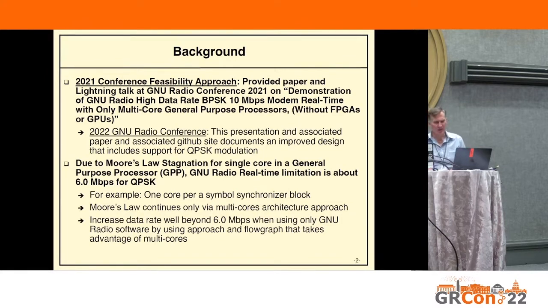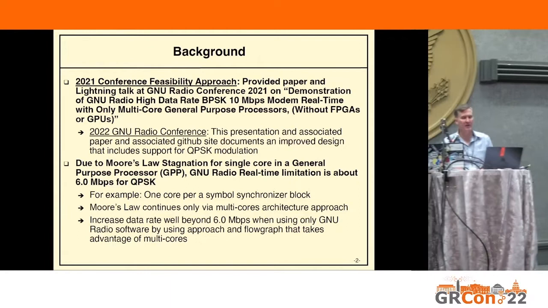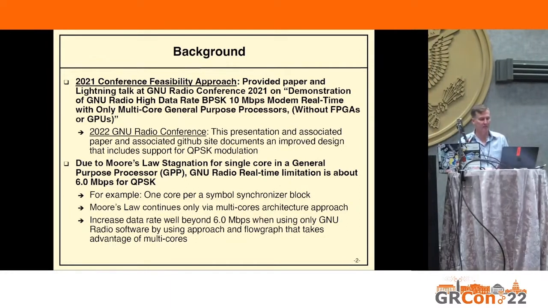So basically, because of the stagnation of Moore's law in a single core, the chip industry, I really think, has moved forward with Moore's law via multi-cores. So I think we need to take advantage of multi-cores if we really want to increase the data rate capability of a GNU Radio modem with just software. So for example, flow graphs and designs that take advantage of these multi-cores by putting them in parallel.